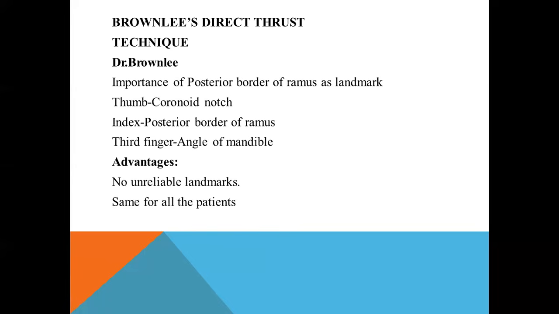Coming to Brownlee's direct thrust technique. One of the important landmarks, remember, is the posterior border of the ramus of the mandible. Everything else is the same. The thumb should be placed along the coronoid notch, the index finger along the posterior border of the ramus, and the third finger along the angle of the mandible. So with every technique, one above the other, everything is the same. We only have a few differences between them, a few advantages of the technique, and a few modifications of the technique.